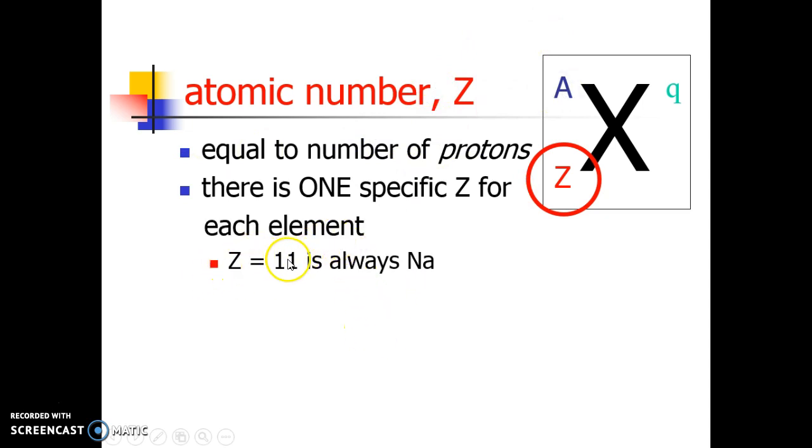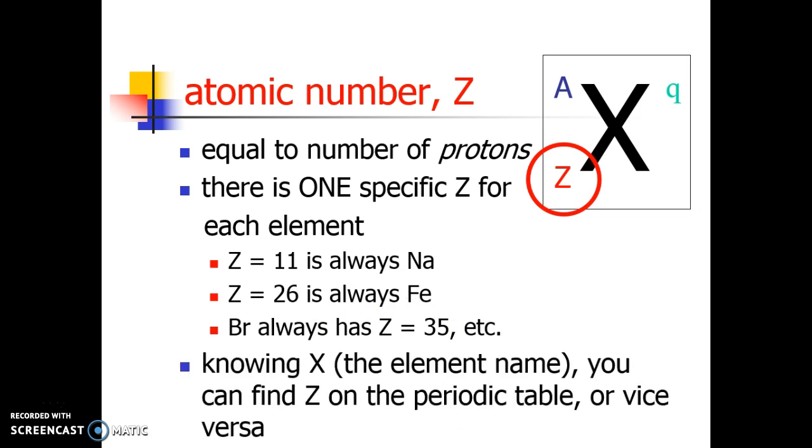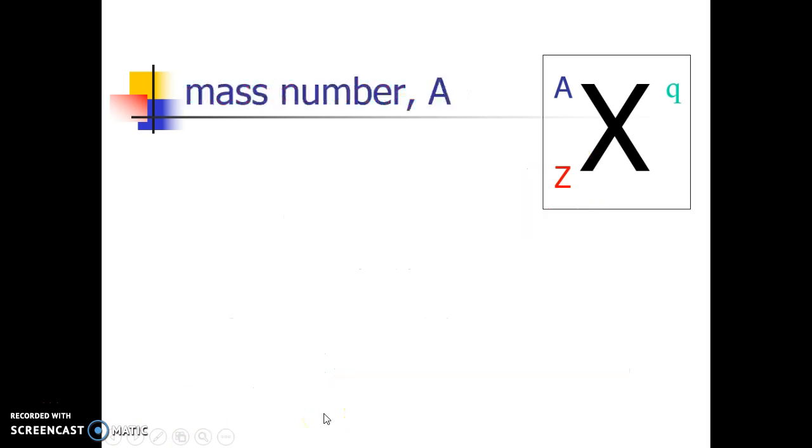So if you know that Z is 11, you know you always have sodium, and you can look at the periodic table to verify that. If you have a Z of 26, it's iron. If you have bromine, the Z always has to be 35, and so on and so forth. So the number of protons helps define the atomic number, and vice versa. If you know what the element is, you know what Z is. If you know what Z is, you know what the element is.